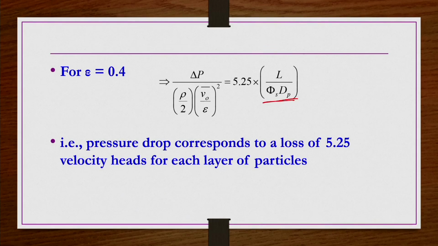This indicates the pressure drop corresponds to a loss of 5.25 velocity heads for each layer of particles, where L by phi s dp indicates the layers of particles. Okay. So, the pressure drop under these conditions, when epsilon is 0.4, corresponds to a loss of 5.25 times the velocity head for each layer of particles.